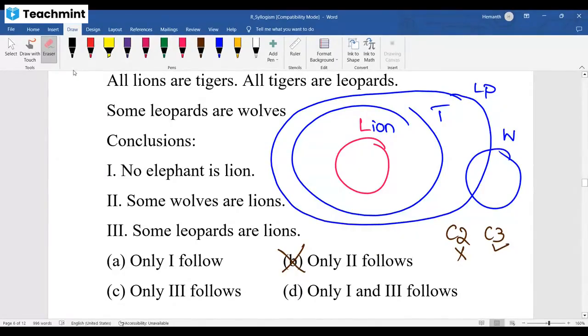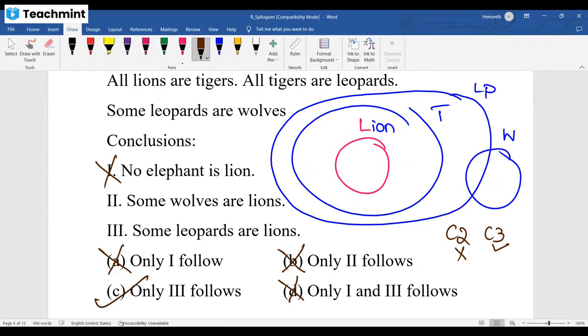Then your general knowledge also says lions and tigers are connected, but that's not given. Don't put in common facts. That's a common rule for this entire topic. Don't involve your common facts. Don't involve your assumptions here. The conclusion must be definitely true, right? Now, first one wrong. First one also remove.